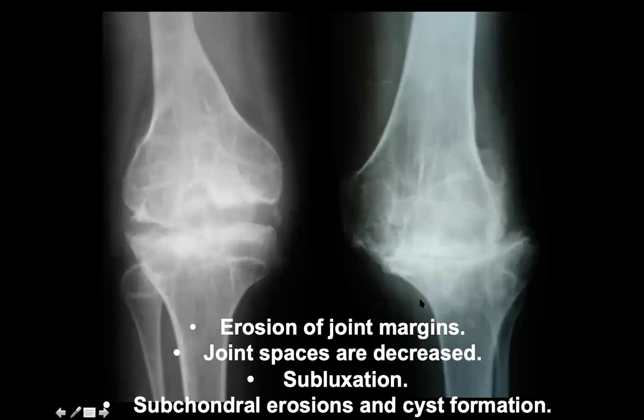Take a look at this X-ray. Erosion of joint margins everywhere. Subluxation in this case. Joint space is decreased; I think in this case it's almost null. In this case, you could see total narrowing and cyst formation. Take a look here, here, here.